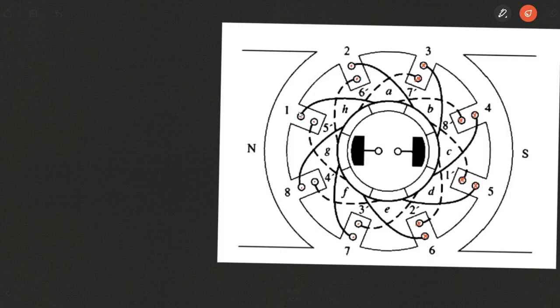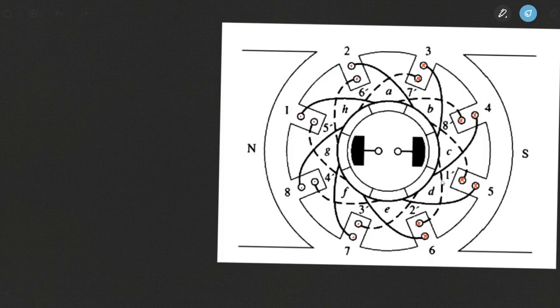So this is coil number 1. The current is out of the page. That means the current is flowing in this direction in this coil. While its other coil side is placed here. This is coil 1. Let me represent these coils first of all. I'll be calling this 1, and I'll be calling this 1 dash.